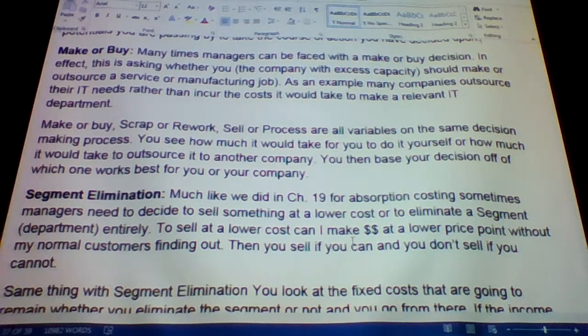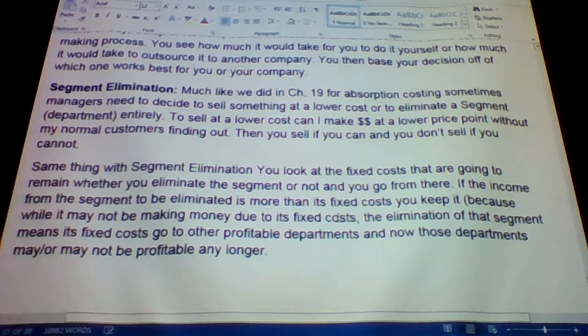Basically, to sell at a lower cost, can I make money at a lower price point without my normal customers finding out? Then you sell if you can, and you don't sell if you can't. That's for when the person comes in and wants a 5,000 special order. You've got the capacity to make it without running into anything, but it's lower than what you normally sell it for. And then segment elimination is really easy.